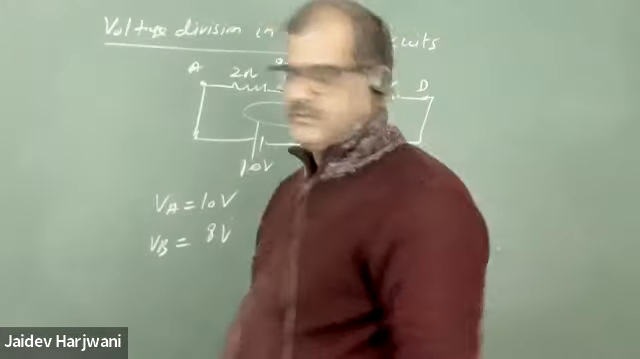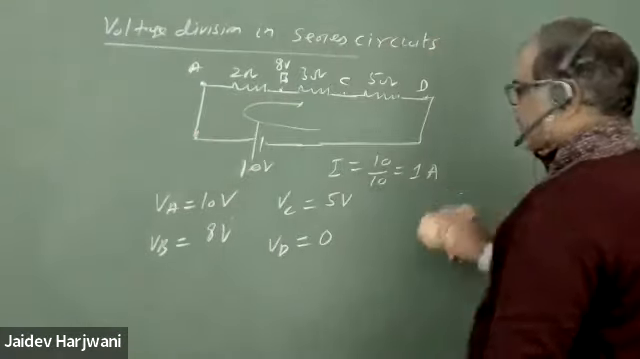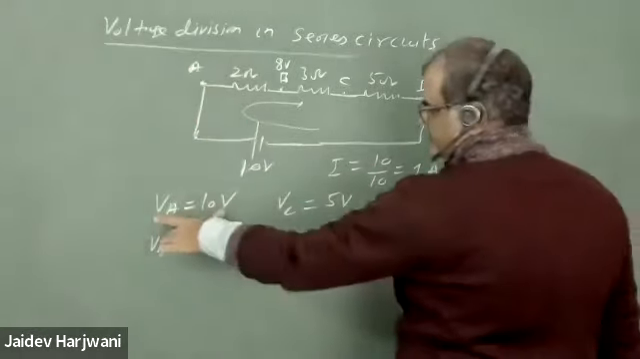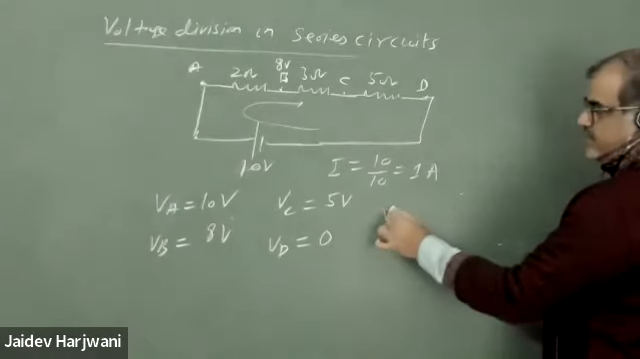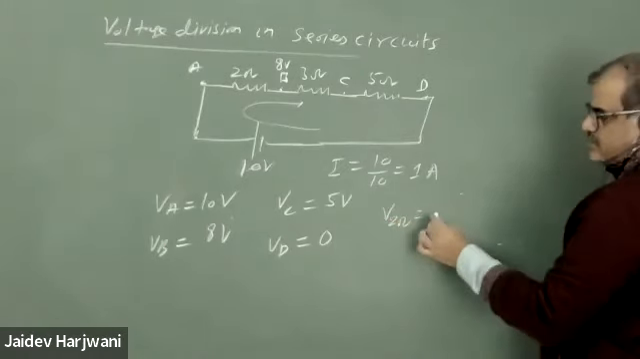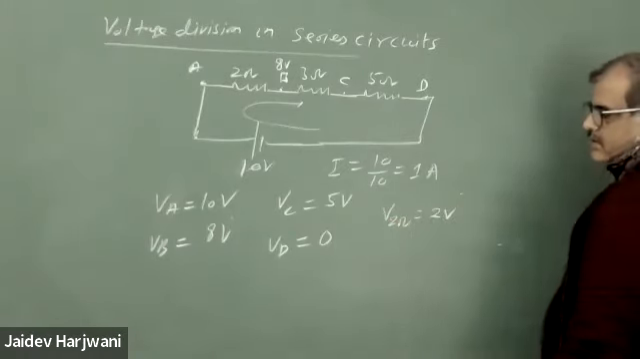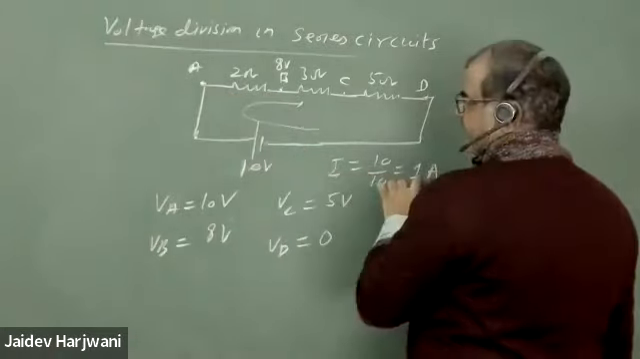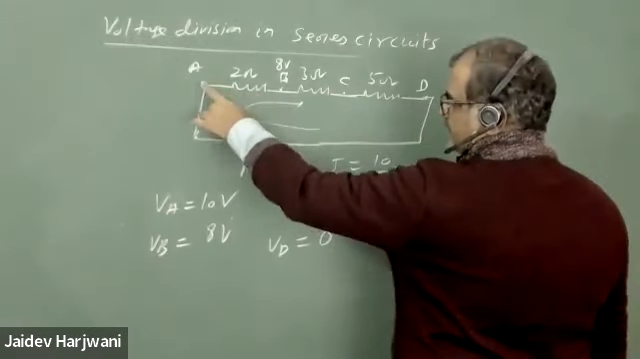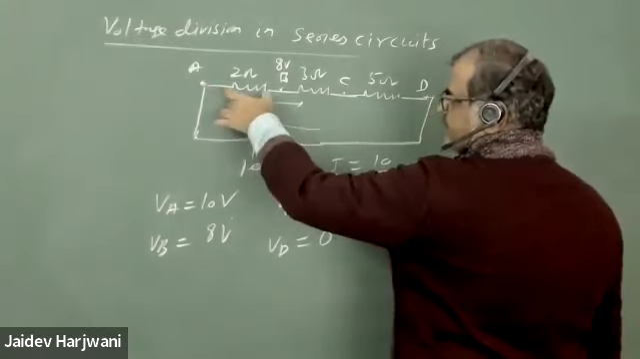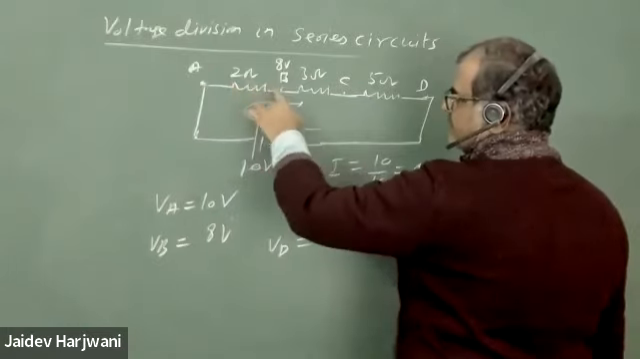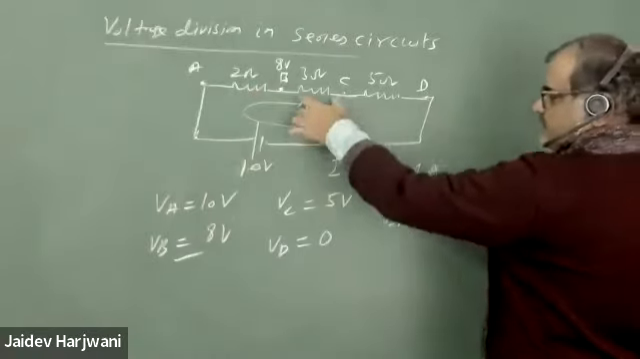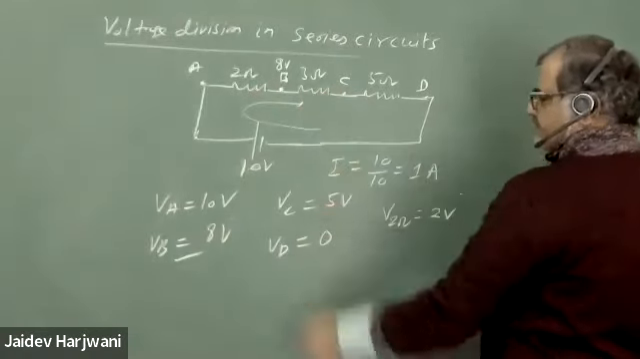Please tell me, how did VB come as 8 volts? Which one? VB. Yes. So you have 10 volts here. VA is 10 volts here, and the voltage drop across 2 ohm is 2 volts, isn't it? How much is the voltage drop here? The current is 1 ampere, so 2 volts, so here you have 10 volts, out of which 2 is consumed. Okay, 2 are consumed, remaining 8. Okay, sir. Yeah. 3 is consumed, you have 5 here, like this.